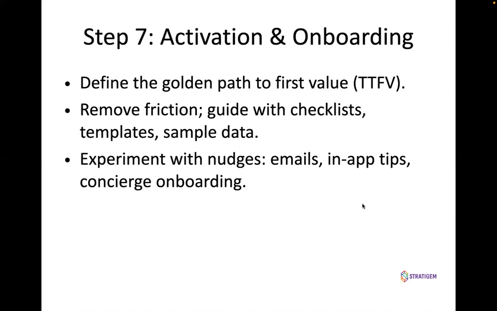The next step is activation and onboarding. So you have to define the golden path to first value, TTFV. You have to use the templates, sample data, guided checklist, concierge onboarding for the key accounts, nudge with emails, in-app tips. So you have to experiment with nudges, emails, in-app tips, concierge onboarding. You have to remove the friction, guide with checklist, templates, and the sample data.